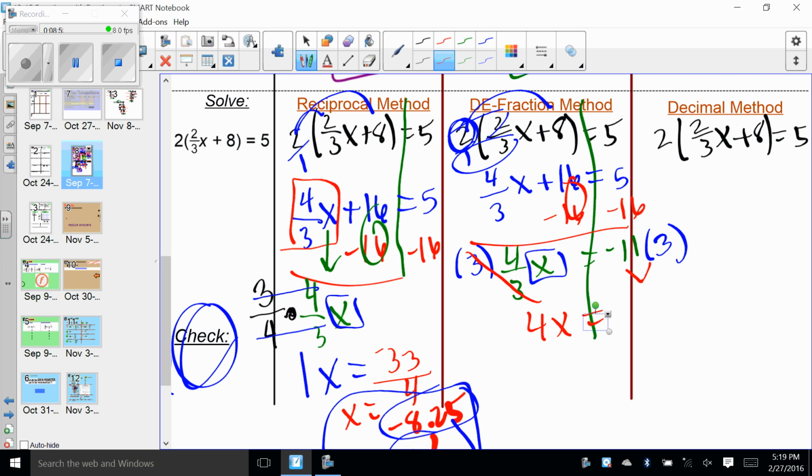On the right-hand side we have a triangle problem. Negative 11 multiplied by 3 is negative 33. Hand method kicks in, divide by 4, copy, paste, and we get x is equal to negative 8.25.